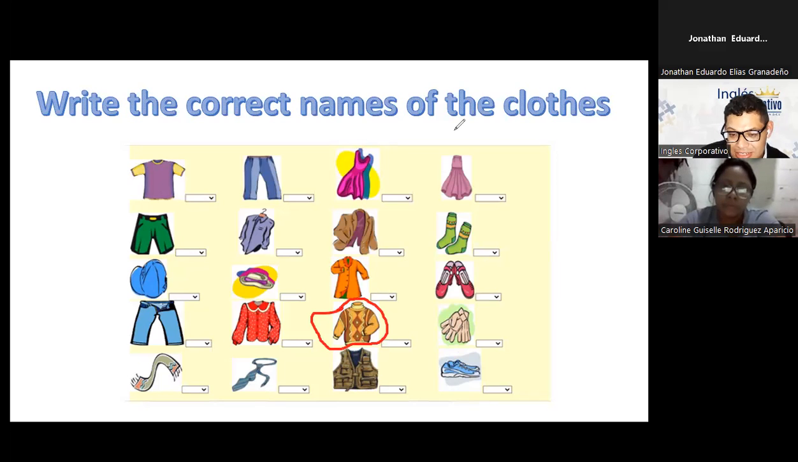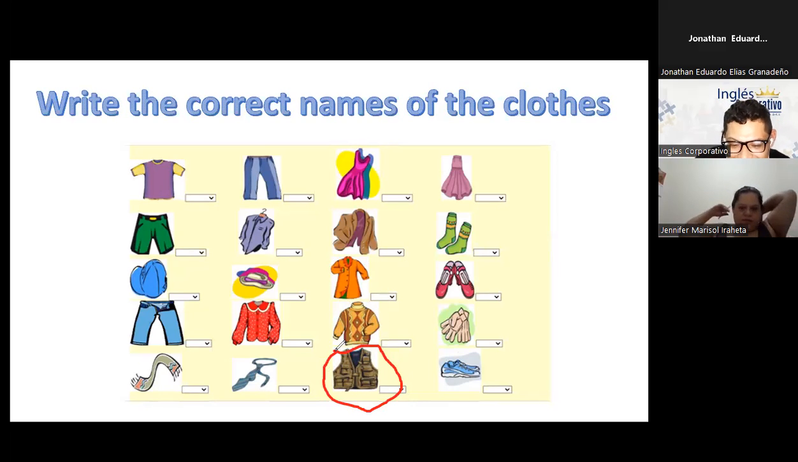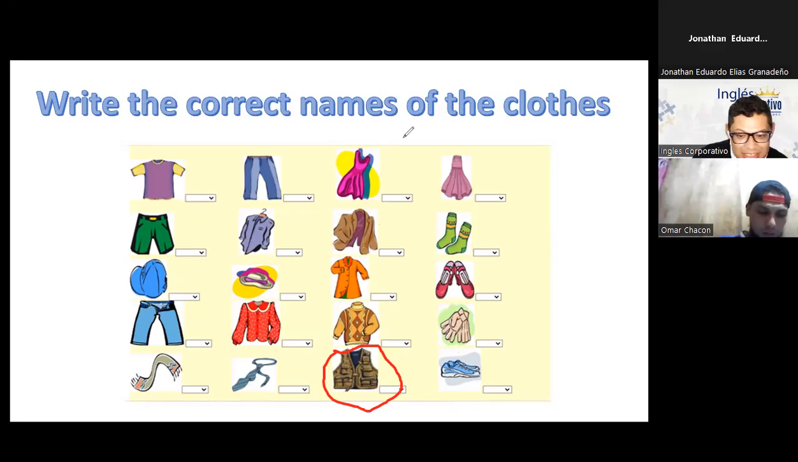Look at this one. Vamos con la siguiente. Tenemos este. ¿Qué podría ser esto? Vest. It's a vest. Es un chaleco. Eso no lo vimos, pero ese es un vest. Like V-E-S-T. Muy bien. Yes, that's correct.